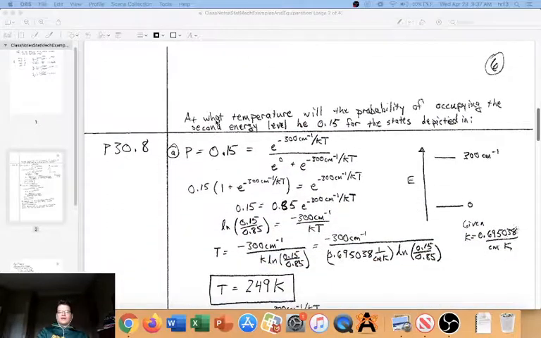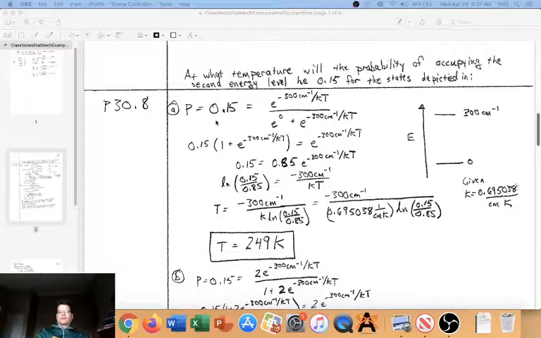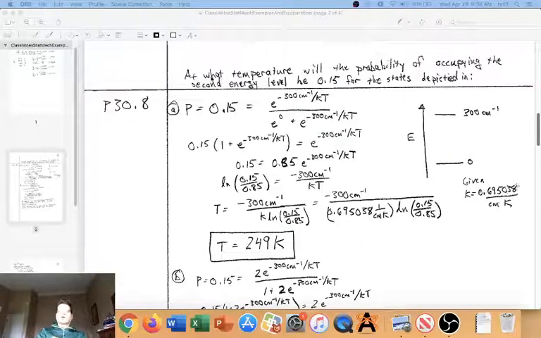All right, here's another problem. This problem is from England Read, Chapter 30, number 8, but whatever. It's a good problem to think about. At what temperature will the probability of occupying the second energy level be 0.15 for this system?